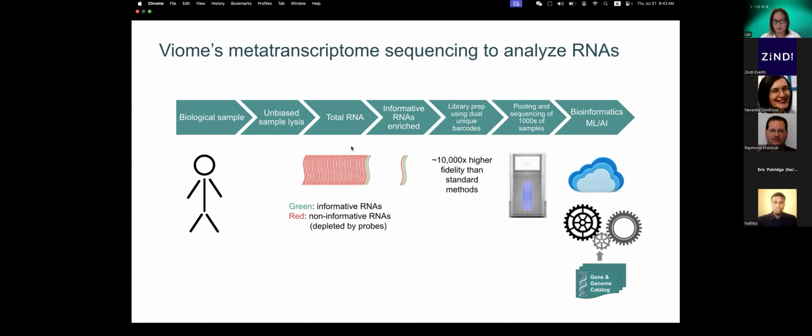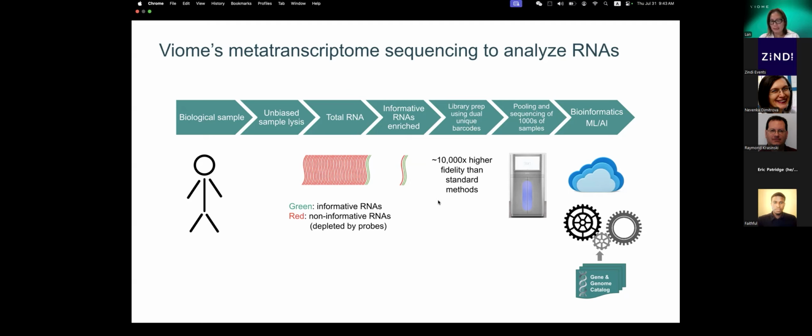The protocol would remove all these overly abundant RNA molecules, most of which are ribosomal RNAs. They're very abundant as part of the translational machinery, but then they're going to overwhelm the signal that we would like to measure. So here, the red squiggly lines are representing non-informative RNAs, and they will be mostly depleted through the probes. And then by doing that, we can enrich the green part of the molecules. Those are the interesting RNA molecules that can help all the downstream analyses.